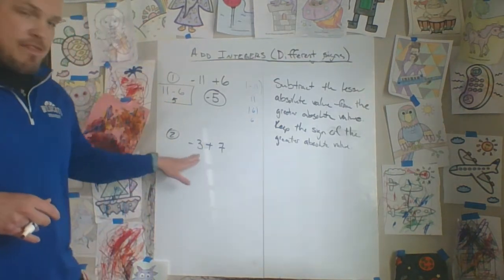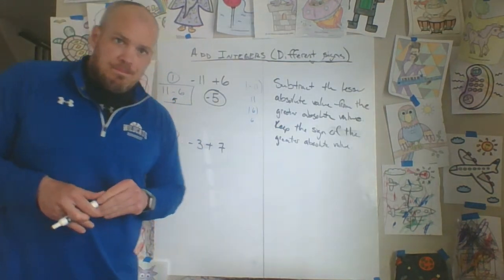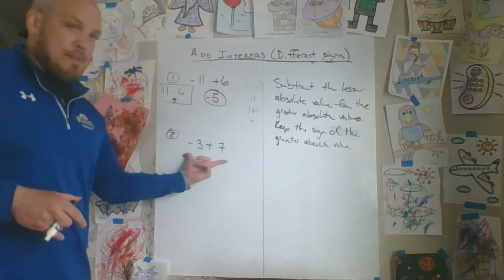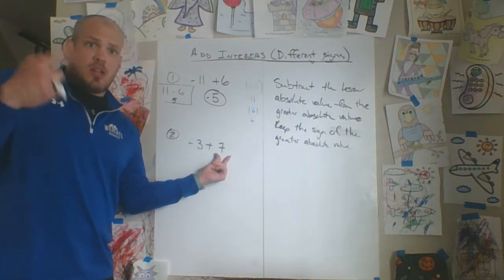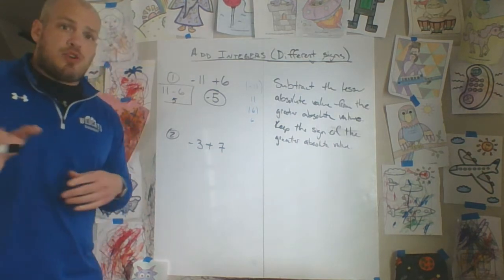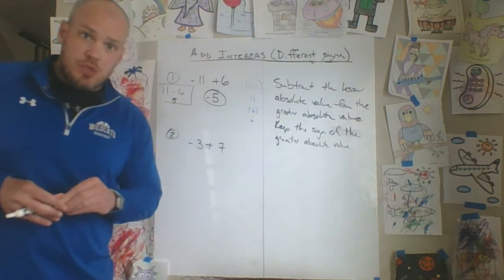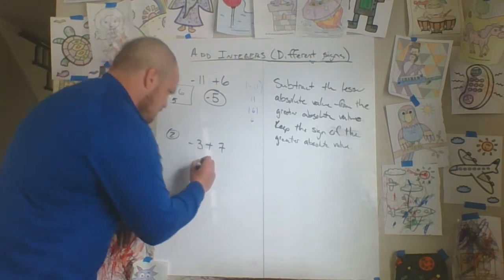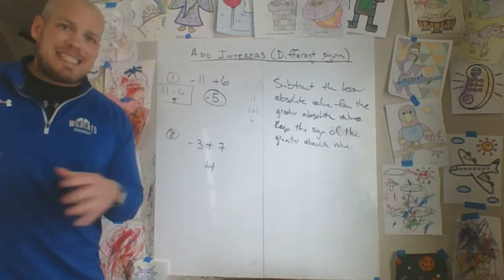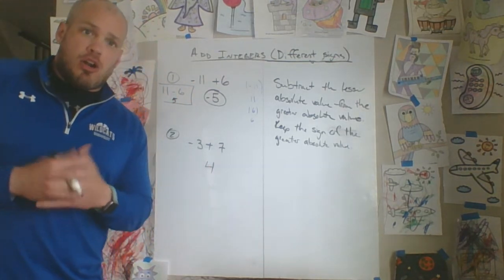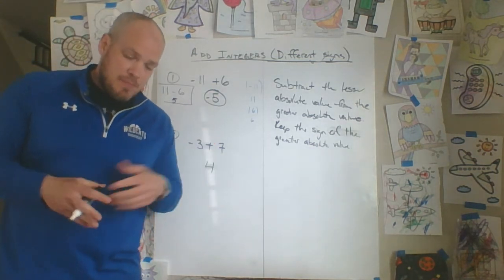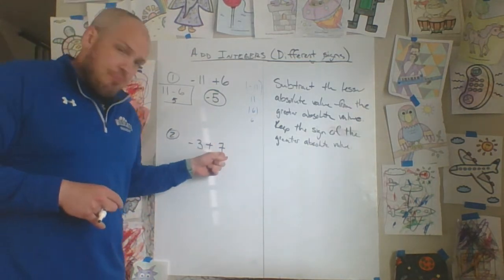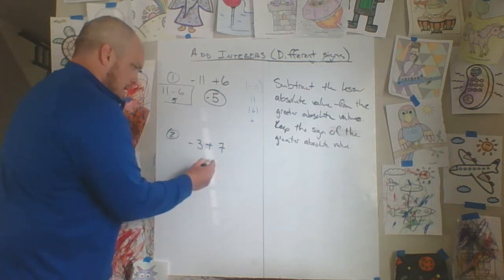Next, we have negative 3 plus 7. Okay, which one has the greater absolute value? 7 does. 7 has a larger absolute value. So we're going to subtract 3 from 7 to get 4. And we need to keep the sign of the larger absolute value. Well, 7 is the largest absolute value, the greater absolute value. And it's positive, so my answer would stay positive.